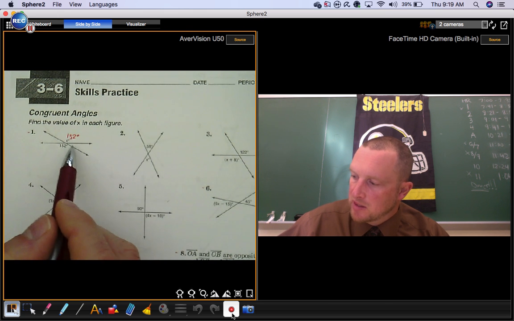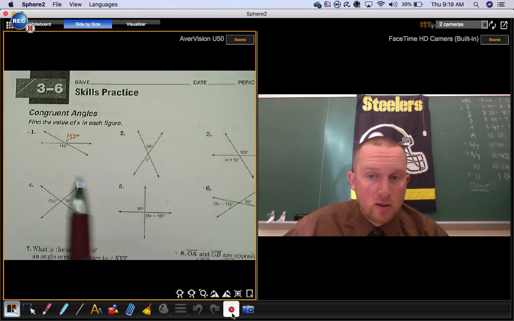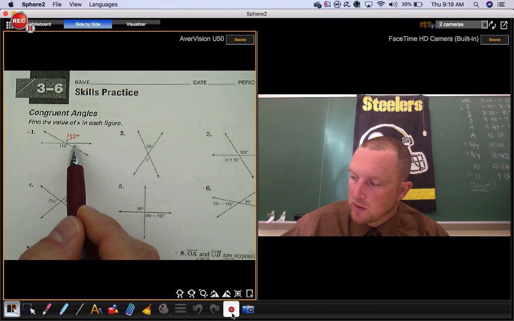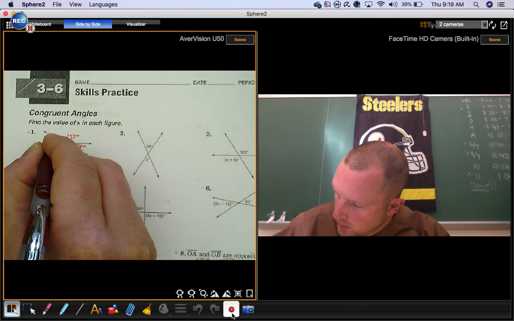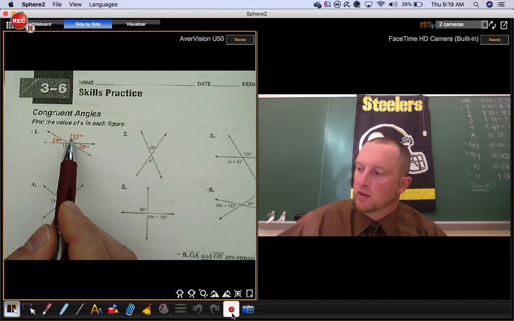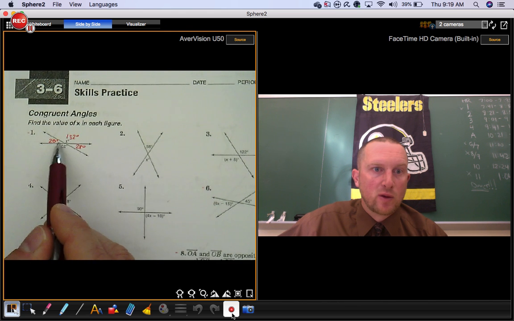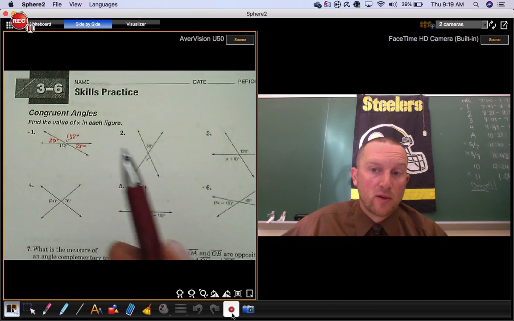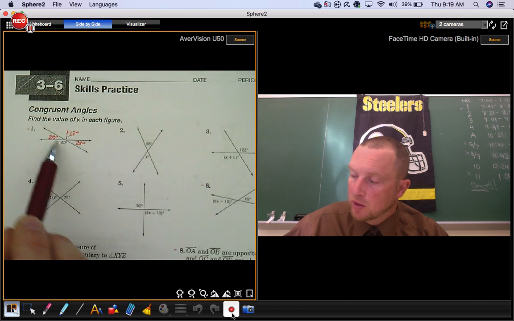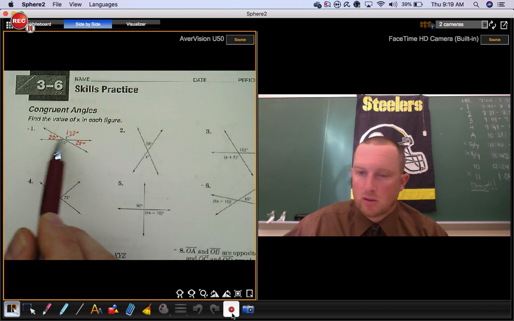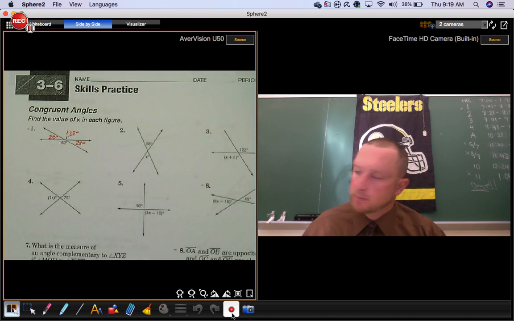Also, they didn't ask you to find these measures, but you could. If you know these are 152, then these ones must be 28 degrees. Hopefully you recall that these are a linear pair, so 180 minus that number gives you the other numbers. So you have two obtuse angles, two acute angles. The acute and the obtuse add up to 180.